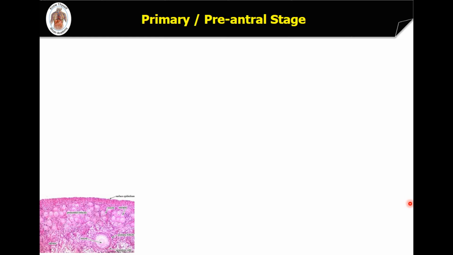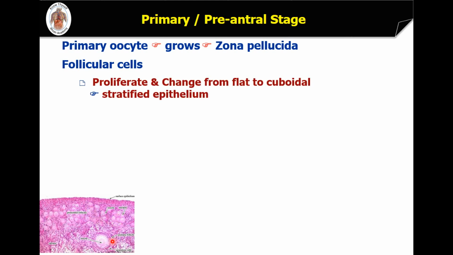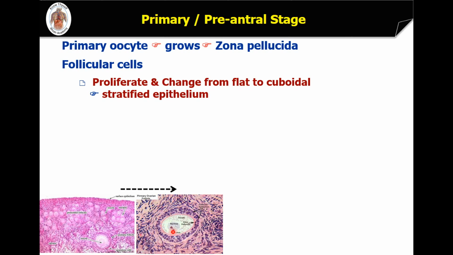In the primary or pre-antral stage, the primary oocyte grows gradually, increases in size, and develops a non-cellular membrane around it. This is known as zona pellucida. You can see this is the follicle, and here this is the oocyte. This is larger than other oocytes that are present within the primordial ovarian follicle. So this is under growth, and you can see that gradually this is increasing in size, and also there is division of the flat cells that remain around the oocyte.